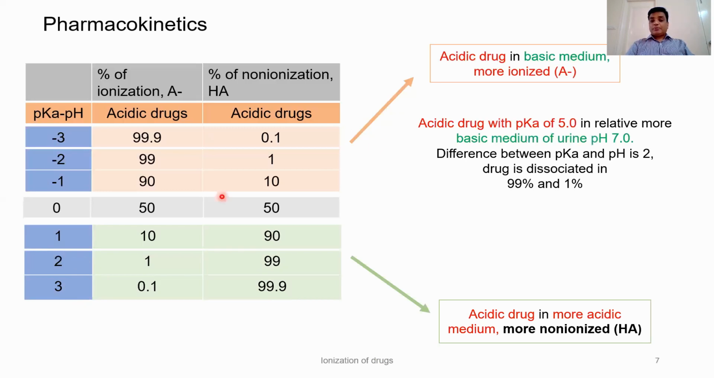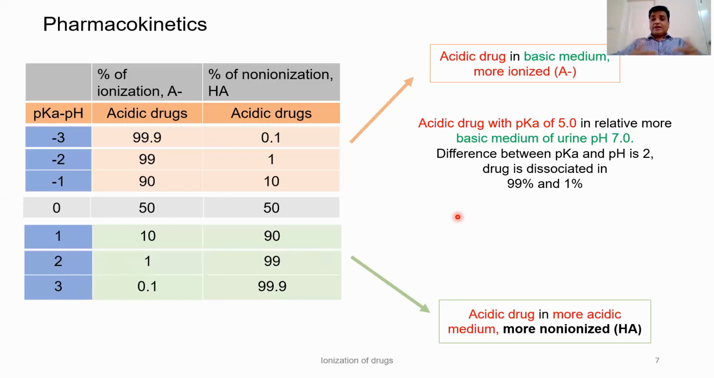Let's take an example. There is an acidic drug with a pKa of 5 kept in a surrounding medium of urine, which is 7, relatively more basic. When the difference is 2, which could be -2 or +2, you see here, when it is -2, it is 99% and 1. If it is +2, it is 1 and 99. So all we know is, when the difference is 2, it's 99 and 1.